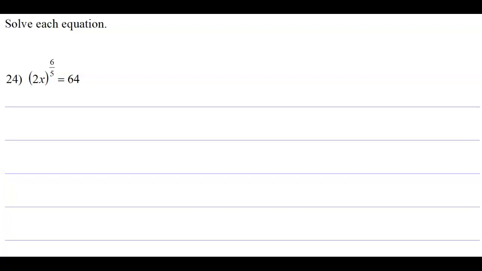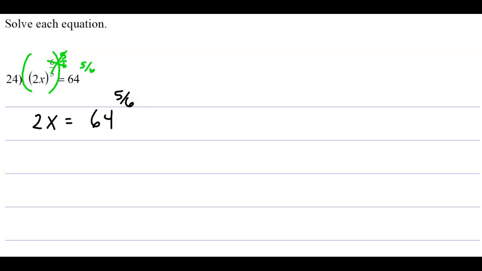Okay, so first of all, the first step is, of course, to get rid of any numbers that are not under the influence of the power. But once again, in this case, everything is under the influence of the power there. So we can't get rid of any numbers yet. But what we can do is get rid of the power. So let's get rid of that power by raising both sides to the reciprocal power. Okay, so those cancel. And now I'm left with 2x equals 64 to the 5/6 power.